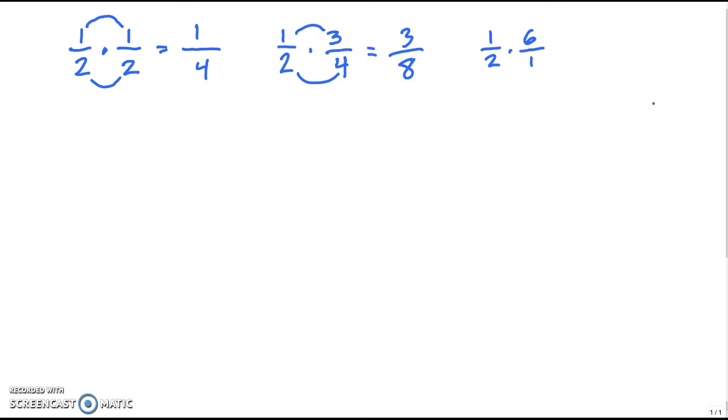And one more, 1/2 times 6/1, or 1/2 times 6. Probably know what that is, but 1 times 6 is 6, 2 times 1 is 2, and 2 goes into 2 once, 2 goes into 6 3 times, so that equals 3. 1/2 times 6 is 3.